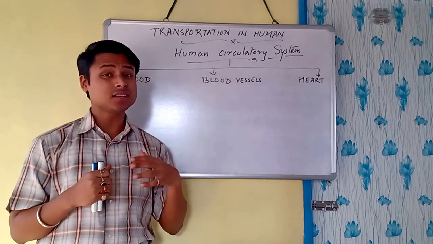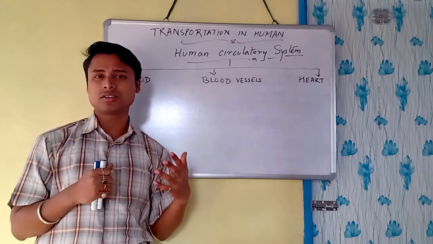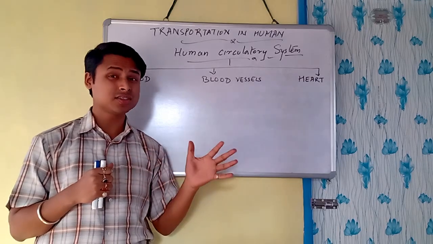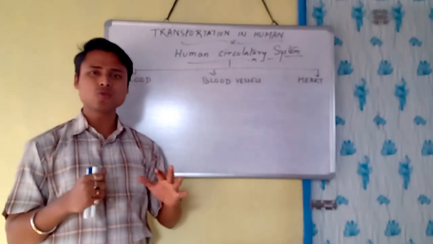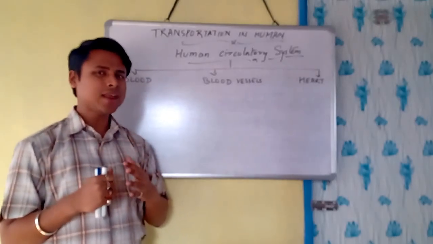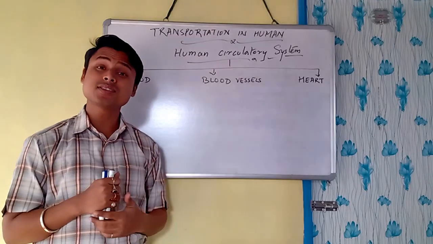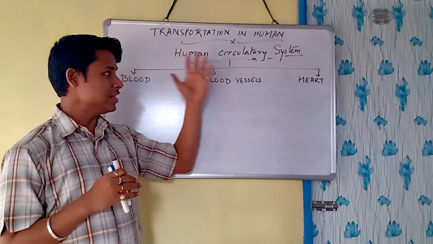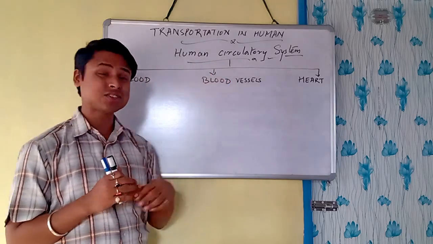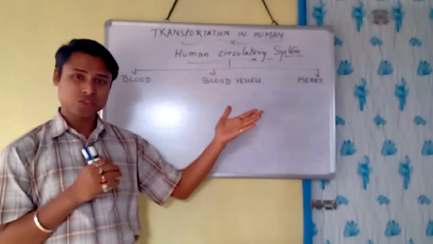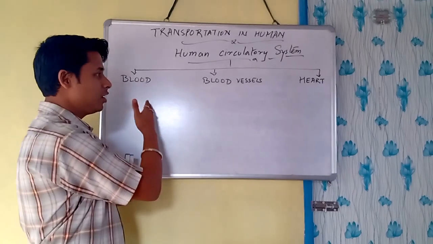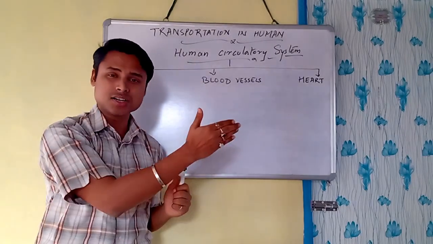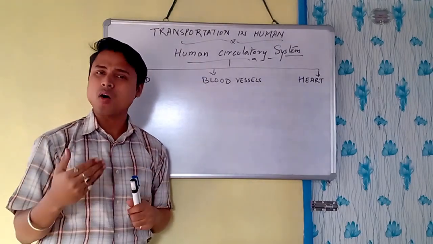So, likewise in the nutrition process or the respiration process there was an organ system. In the same way, we humans have the human circulatory system for the transportation process. This human circulatory system consists of these three things which you are seeing: blood, blood vessels, and heart. So we will discuss them one by one.